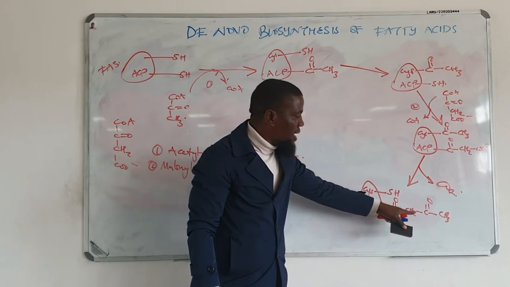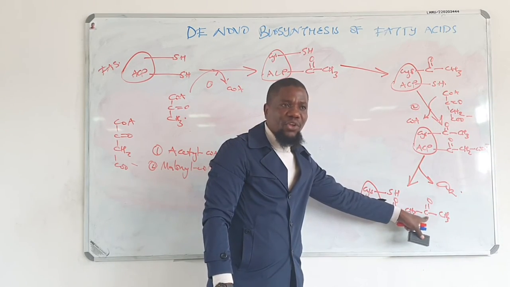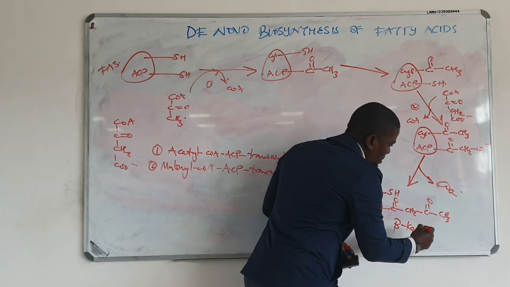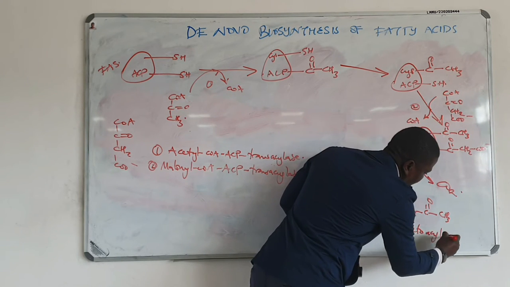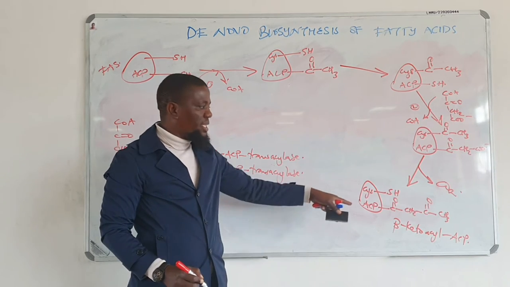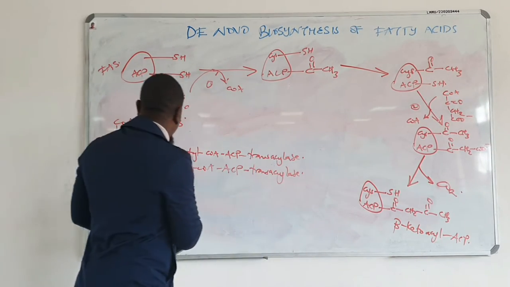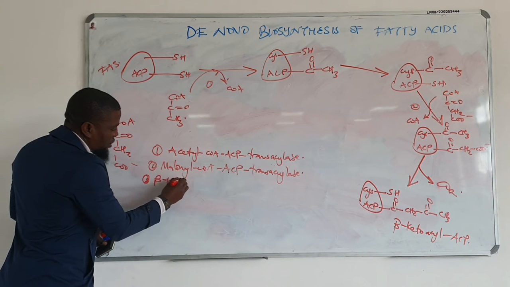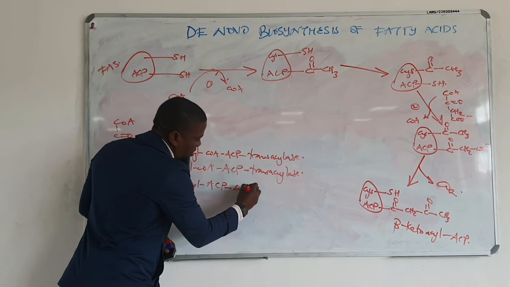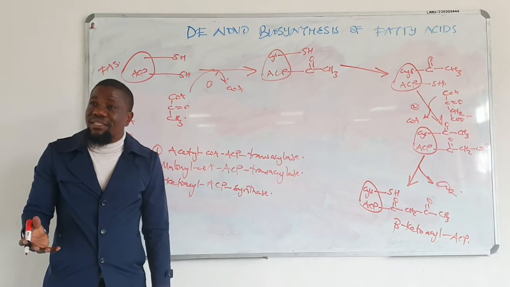And the end product has a keto group on carbon number 3, 1, 2, 3, or on the beta carbon. So this end product, for us, is a beta keto acyl ACP. Is that clear? The enzyme which did this reaction is referred to as beta keto acyl ACP synthase. It's a synthase, not a synthetase.